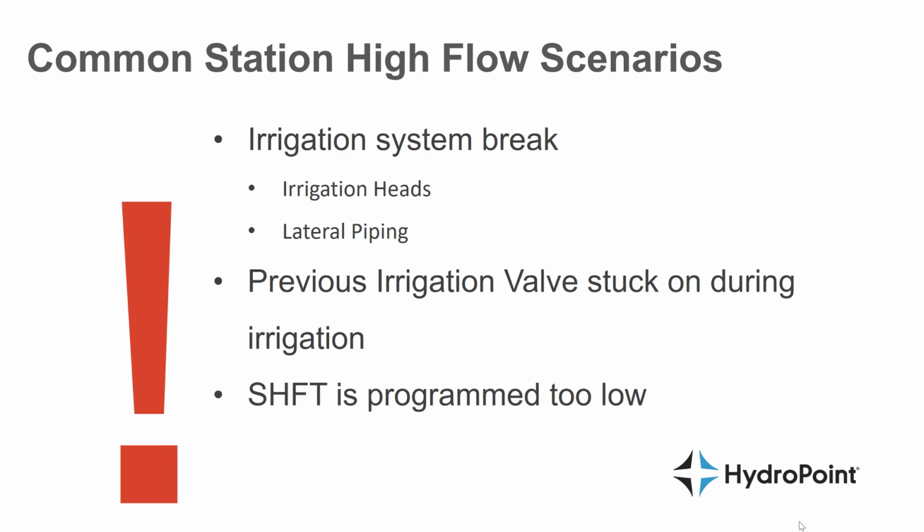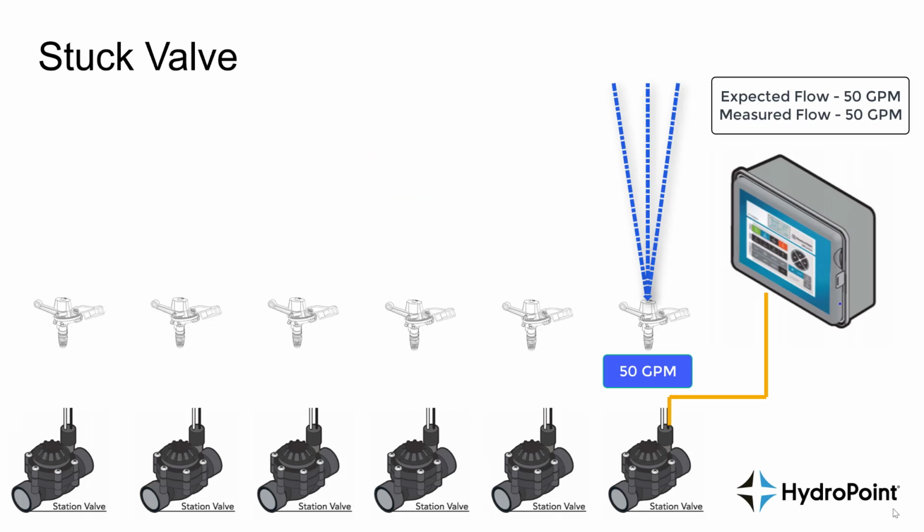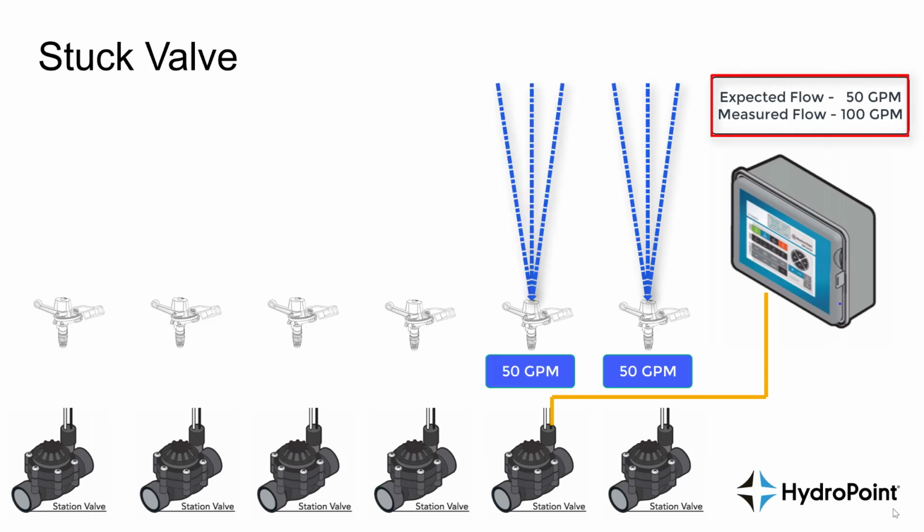A less common station high flow scenario is that during irrigation, one of the previous irrigation valves stuck on while it was irrigating, meaning the controller stopped delivering electricity, so the controller thinks that that station turned off, but for whatever reason, that valve is slow to close and continues to irrigate. When this happens, the next station in sequence turns on and the controller is measuring usage for both of those stations. If this condition continues through the 3-minute delay, then the controller will be showing the measured usage for both of these stations, even though it thinks only one is running, which will almost always cause a station high flow alert.